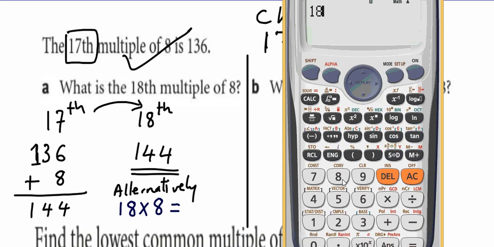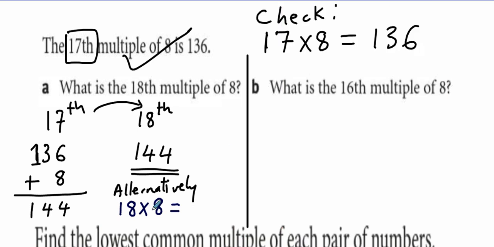So 18 times 8, see that? We're getting 144. So 144, that is your 18th multiple of 8. Cool, yeah? So we have two methods, not definitely two methods, but these are two quick methods we can use to find multiples of a number. You choose which method is convenient to you, and then you go for it. Cool, yeah? Good.